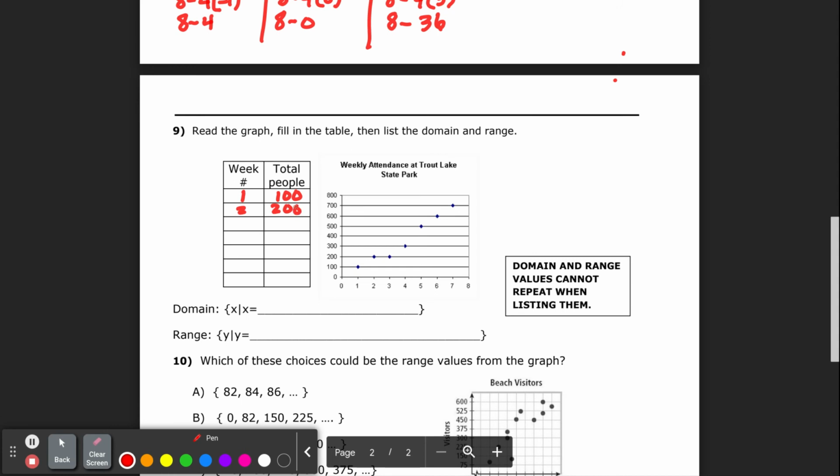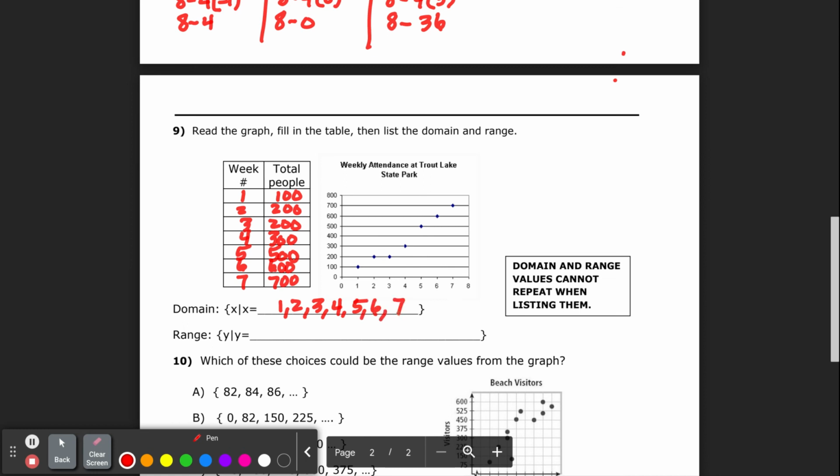Week 3 is also 200. Week 4 is 300. Week 5 bumped up to 500. 6 is 600, and 7 is 700. Okay. The domain would be 1 through 7. So 1, 2, 3, 4, 5, 6, 7.